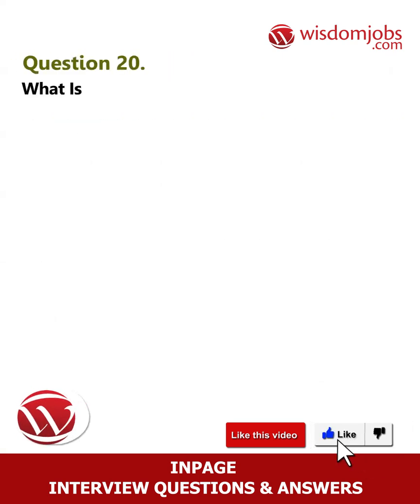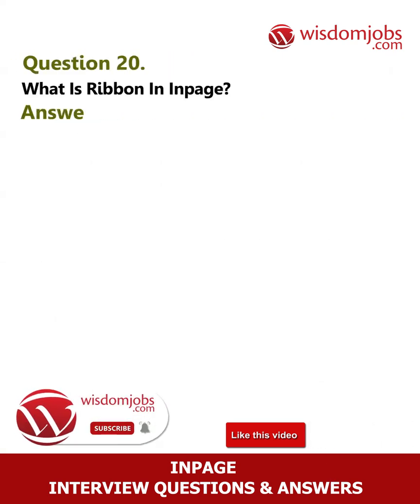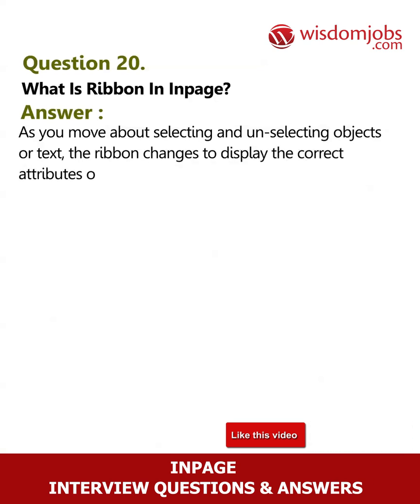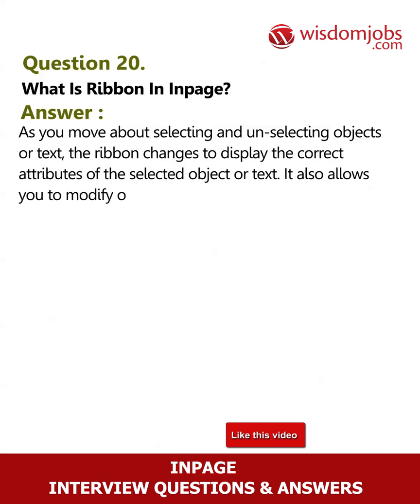Question 20. What is the ribbon in InPage? Answer. As you move about selecting and unselecting objects or text, the ribbon changes to display the correct attributes of the selected object or text. It also allows you to modify one or more attributes of the object or text.